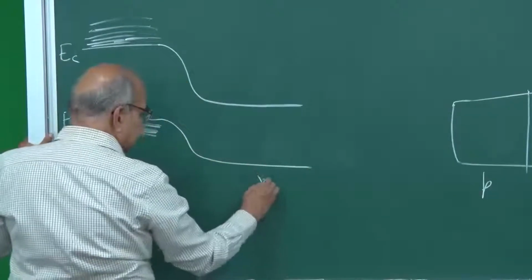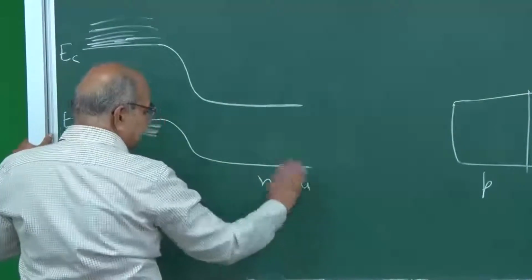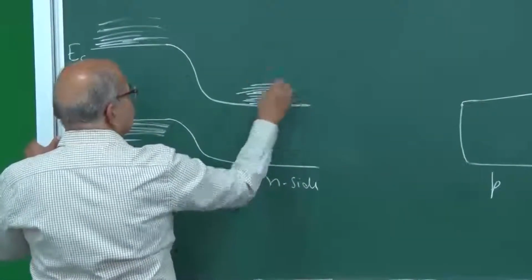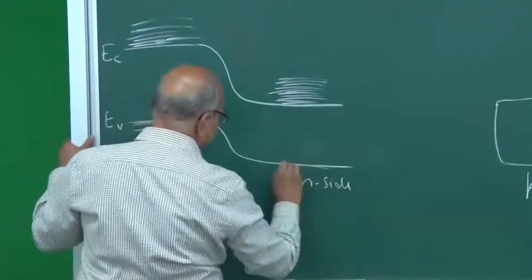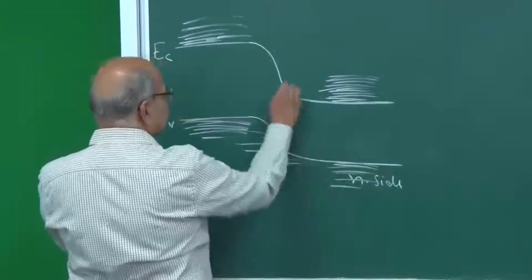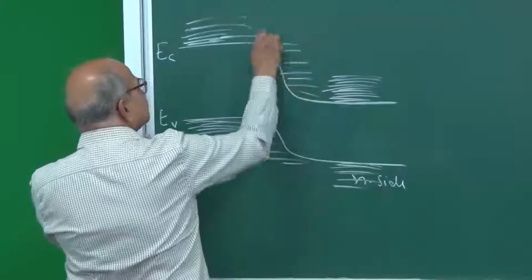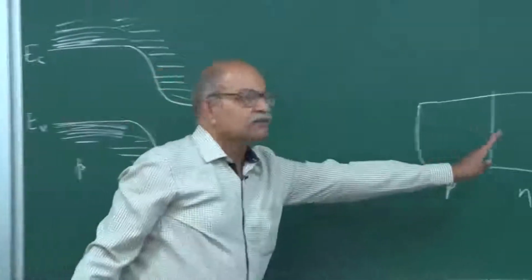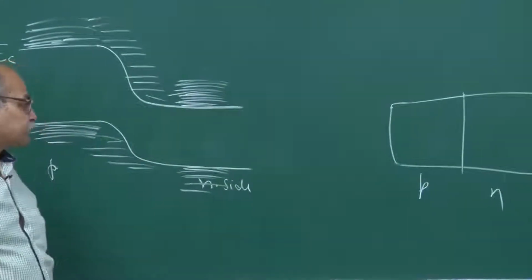This is the n side, which is far away from the junction, and then you have conduction band quantum states here, valence band quantum states here, and so on. So you have this kind of bending of band as a function of distance from this junction.